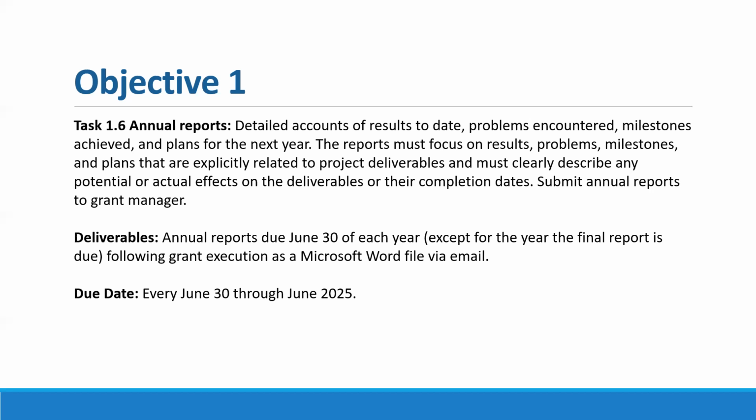So the annual reports are going to be detailed accounts of results to date, any problems encountered, any milestones achieved, and then plans for the upcoming year. These reports should focus on results, problems, milestones, and plans that are explicitly related to project deliverables, and they need to clearly describe any potential or actual effects of deliverables on completion dates. So the deliverable here is going to be an annual report that is due June 30th of each year, except for in the final year of the project. And again, you see that due date there is every June 30th through June of 2025 for this year's grants.